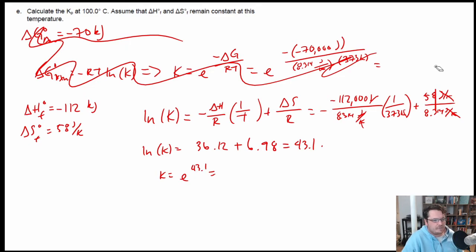Why is this a different value? What am I messing up here? Negative 112,000, 8.314 times 373. Because I did the math again the other day. So this shouldn't be. What am I getting that's different from what I did the other day?